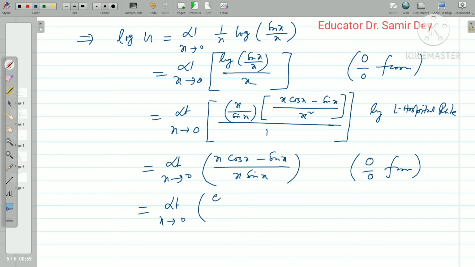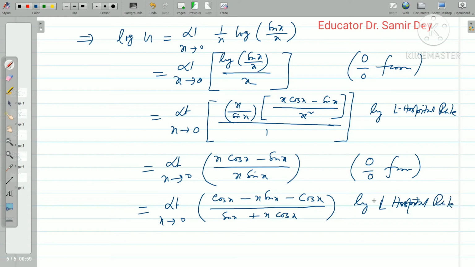Again you have a 0 by 0 form, then you may write limit x tends to 0, derivative of this: cos x minus x sin x minus cos x, by sin x plus x cos x, by L'Hospital rule. Okay, now the cos x cancels, then what you have is limit x tends to 0 of minus x sin x by sin x plus x cos x.